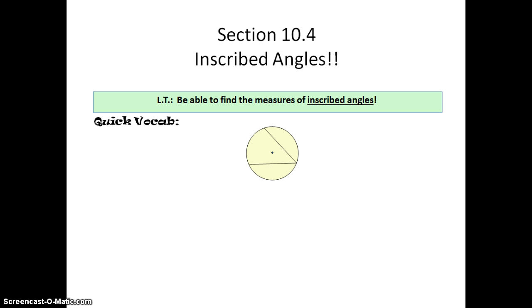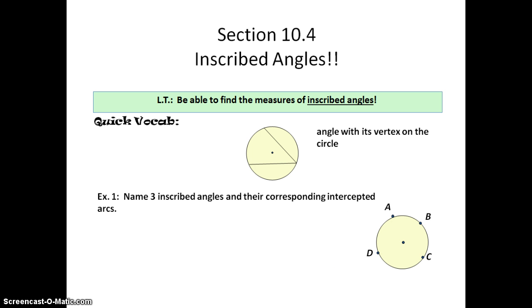First, let's talk about what an inscribed angle is. Right here we have a picture of an inscribed angle. It's an angle with its vertex on the circle. So notice that the vertex is lying on the circle. Any angle with its vertex on the circle is an inscribed angle.